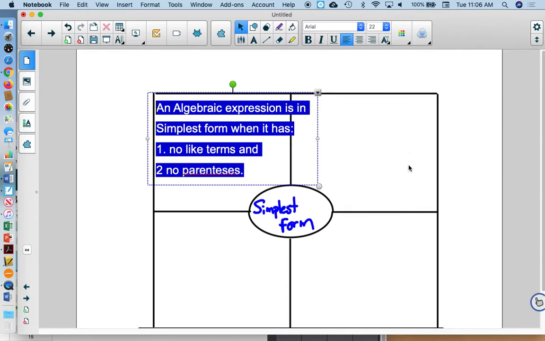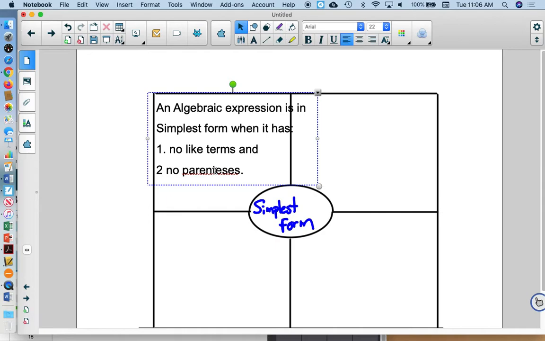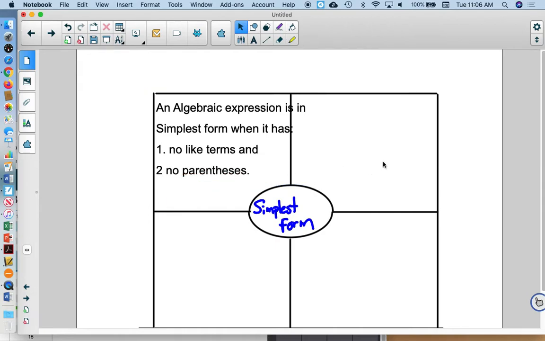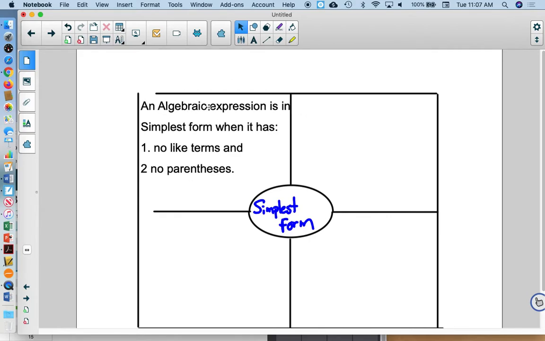Okay, an algebraic expression is in simplest form when it has no like terms and no parentheses. Okay? Does that help?